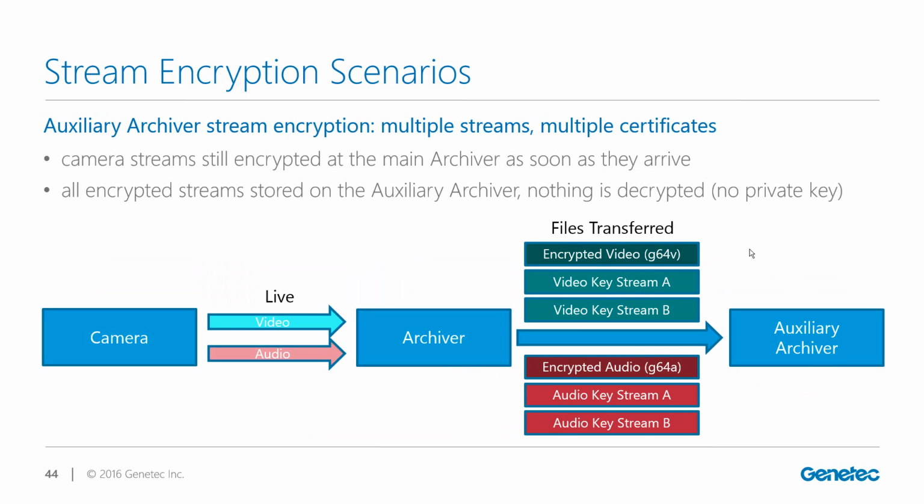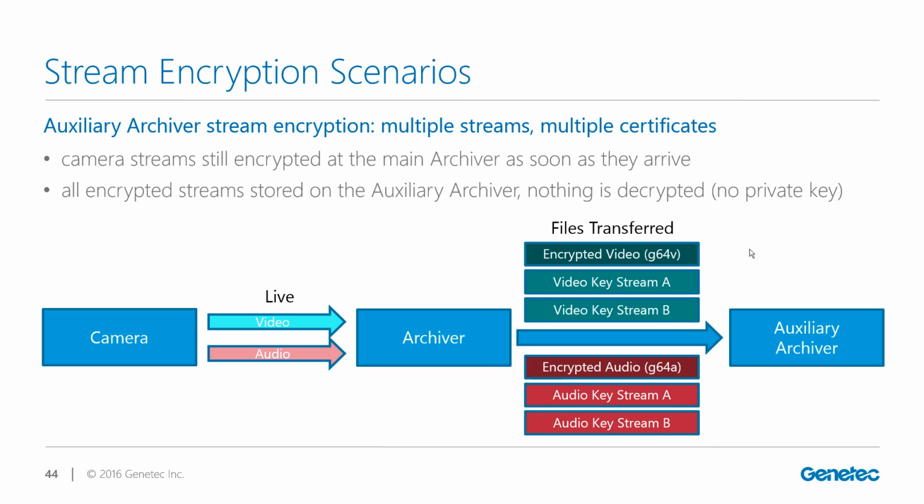Now what happens when we're talking about auxiliary archiving? So the stream is coming in from the camera to the archiver, and as I mentioned multiple times, as soon as it hits that, boom, it gets encrypted. So what happens to the auxiliary archiver? Well, that actually gets the encrypted files. It stores the encrypted files itself.